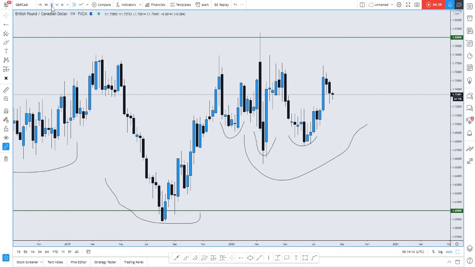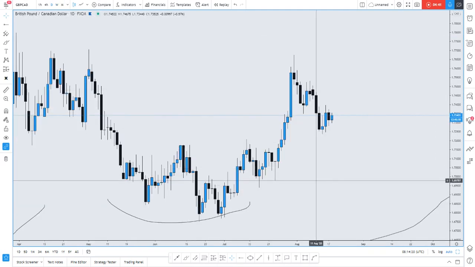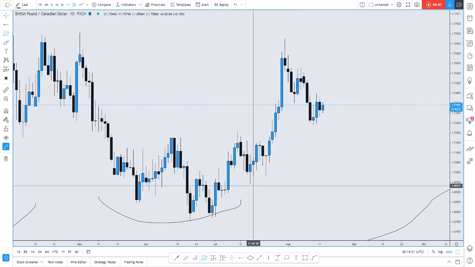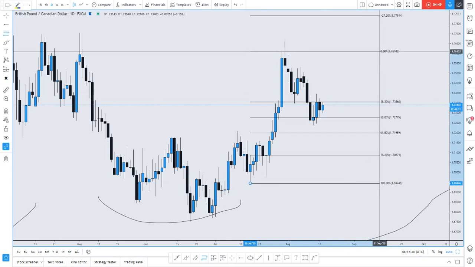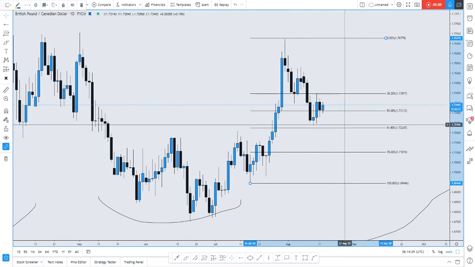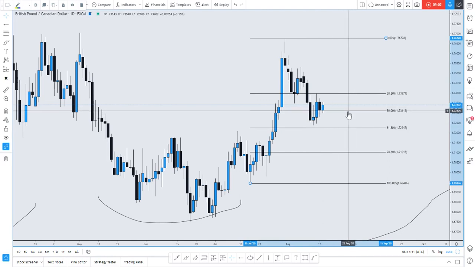So on the daily time frame, what do I see? This is the significant swing low and this is the significant swing high. So all I'll do is place my Fibonacci on here and see how well price reacted. Price reacted off, but closely between the 61.8 and the 50% fib level, and also it reacted off the 50% fib level.